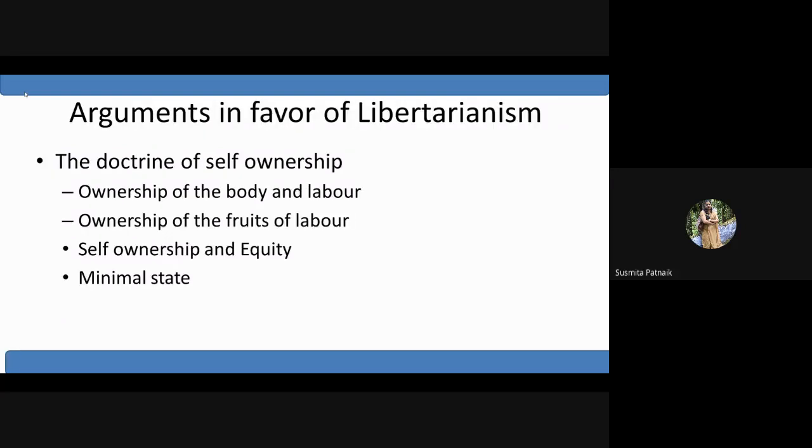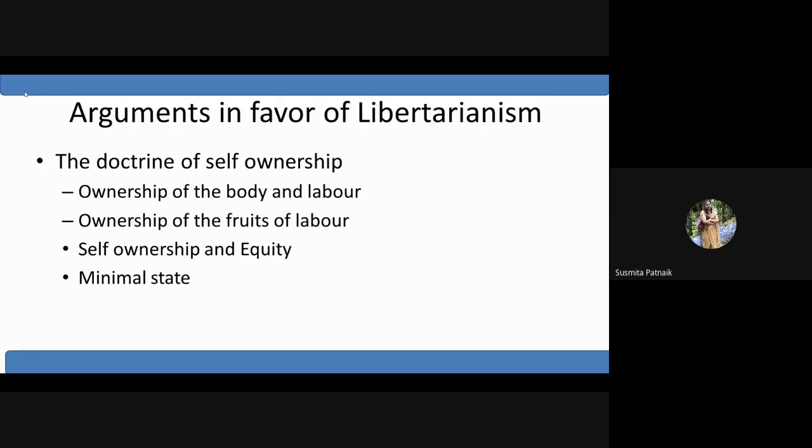So in my next slide, I am going to argue in favor of the merit of libertarianism. In the merit of libertarianism we have different points, because we know that libertarianism says there are the market, or the taxations, deciding upon the taxation: who will be the owner, either the individual or the state? So the next is called the doctrine of self-ownership.